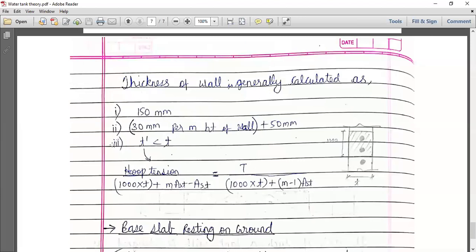So ये जो तीनों values जो निकालेंगे thickness, the maximum we will consider for design purpose. Is this clear, everyone, how to calculate the thickness? So just understand these three criteria. When we solve the numerical, you will understand.